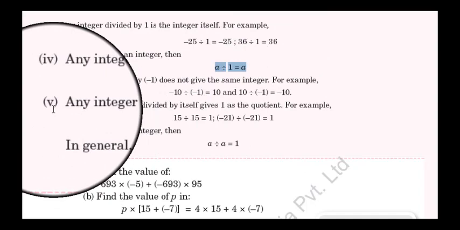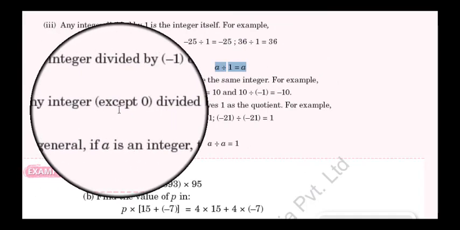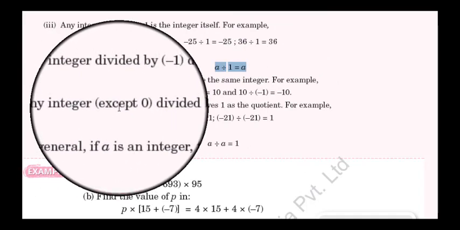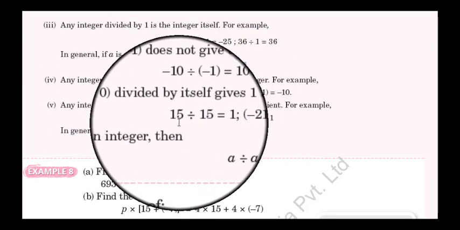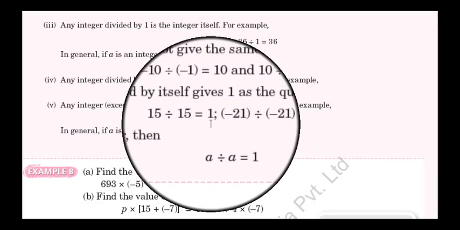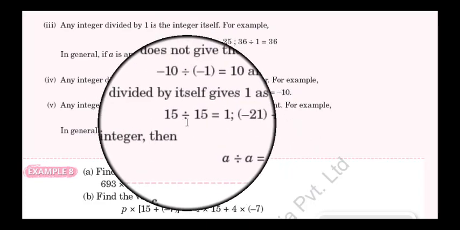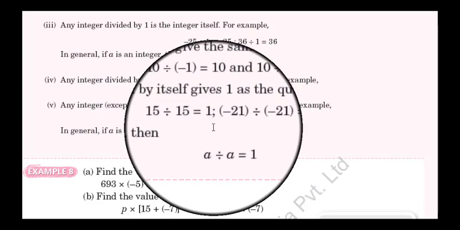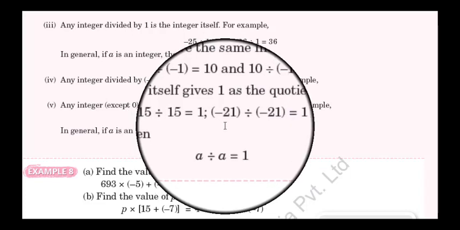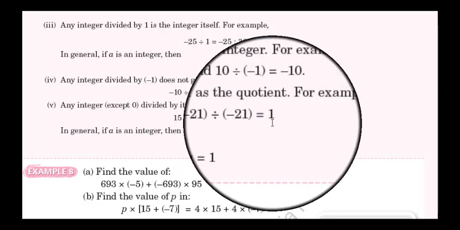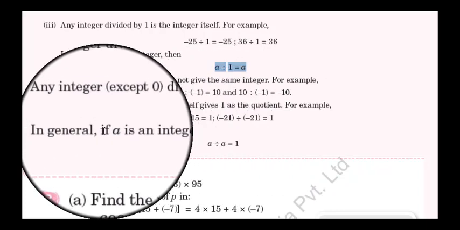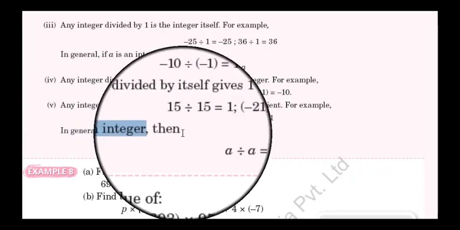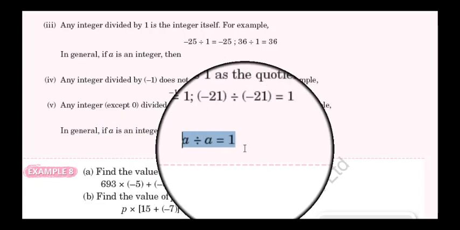Now in the fifth point, any integer except 0, this thing is very important, divided by itself gives 1. That means a number divided by the number itself gives the result equal to 1. 15 divided by 15, the result comes out to be 1. Minus 21 divided by minus 21, again it comes out to be equal to 1. So what you have to write down in your copy: if a is an integer, then a divided by a equals 1.